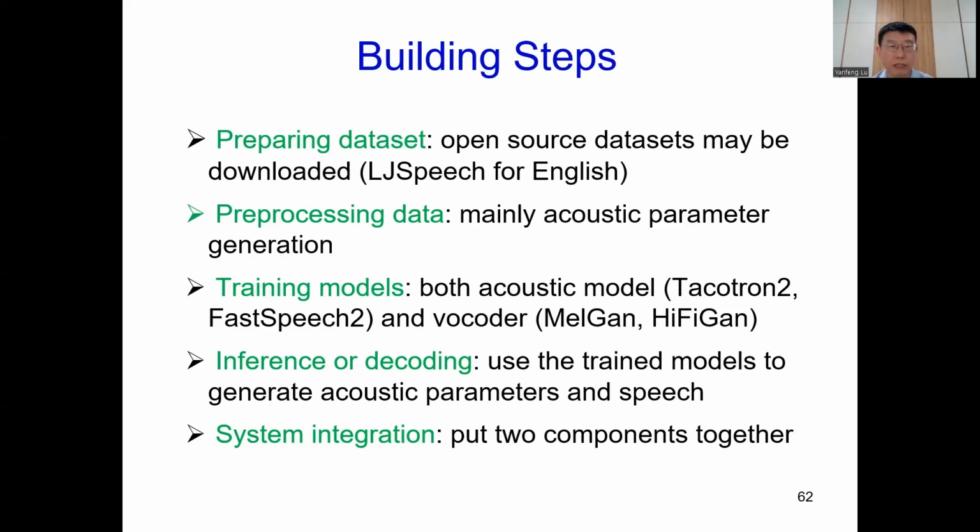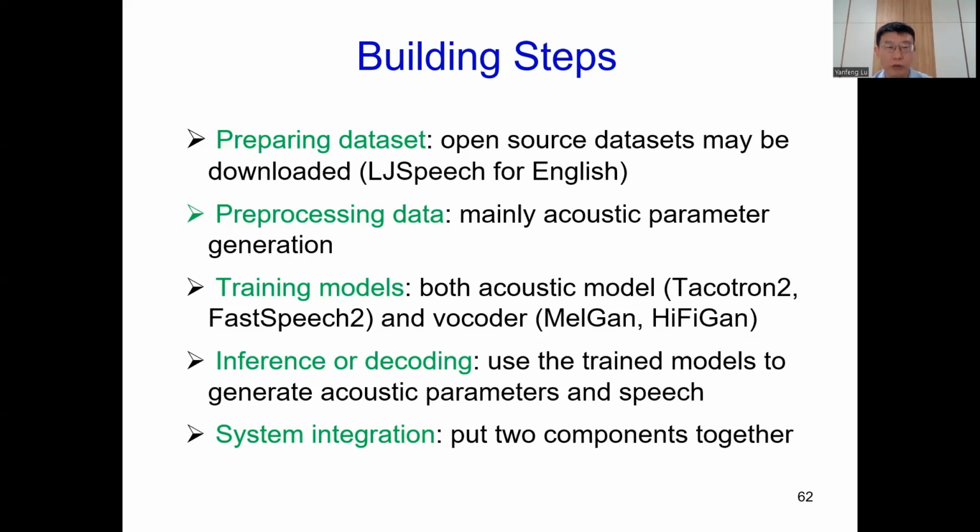When you have the data set, you need to do pre-processing. The major task of pre-processing is to generate acoustic parameters. With the package, you can just run some script directly. And then there is the training phase. Training includes acoustic model training and vocoder training. You have to train these two different kinds of models separately.